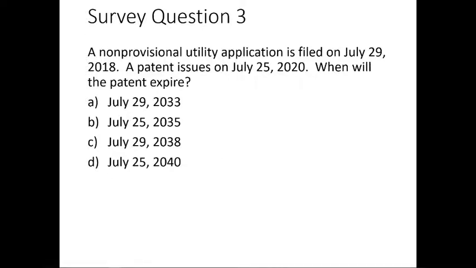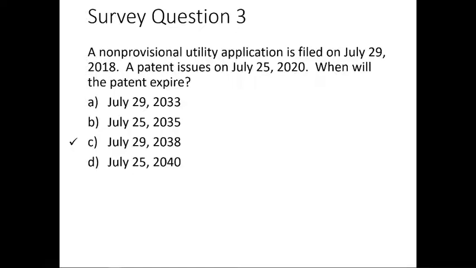We have a closer one here. We have 2 votes for July 29th, 2038, and 1 vote for July 25th, 2040. Okay, well, let's look at the answer here, and the answer is July 29, 2038. 40 years from the filing date of the non-provisional. And this is a non-provisional utility application. No provisional is involved. So we have that information, July 29, 2018. Add 20 years, and you get to 2038.